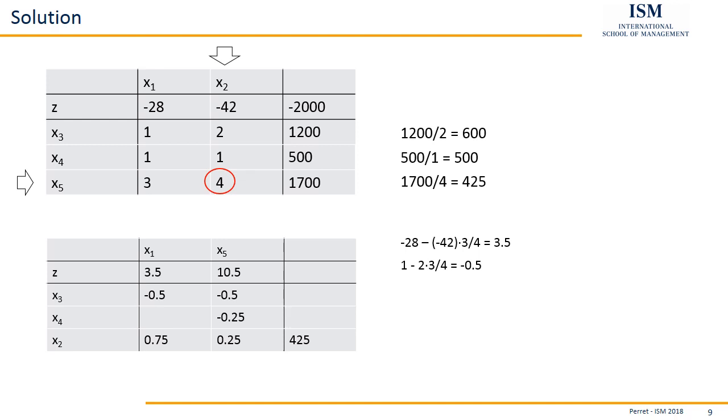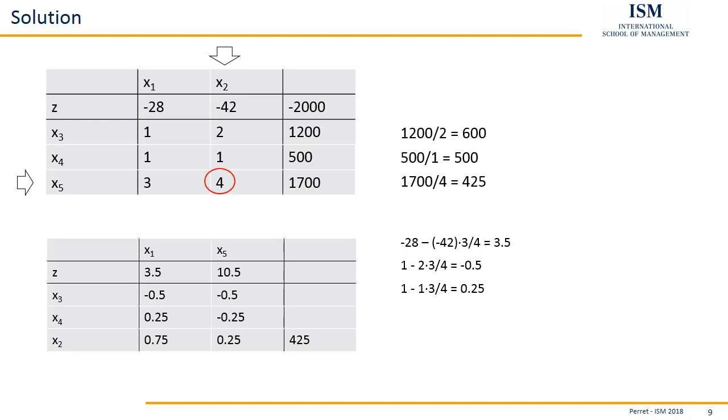The next one, that's the element below this, is 1 minus 1, because 1 stands in the pivot column, times 3, because 3 is in the corresponding pivot row, divided by 4, the pivot element. So if we do this here, similar as before, we get 0.25.